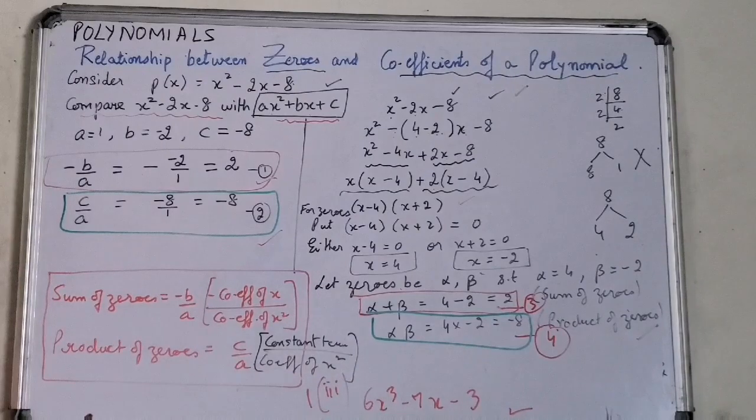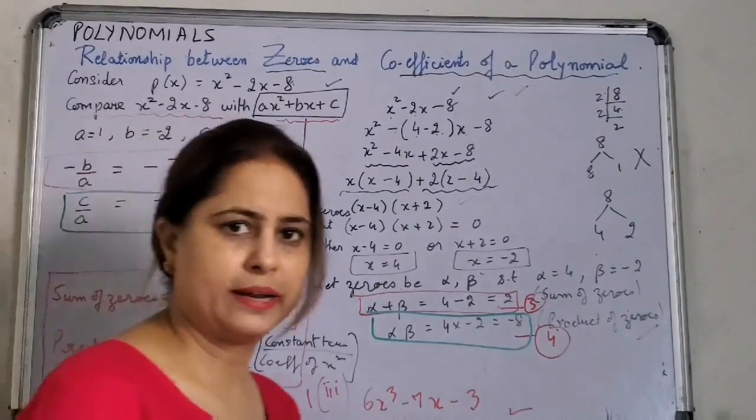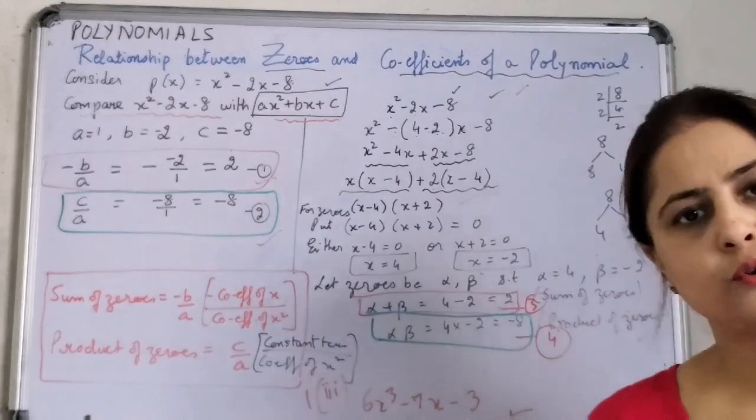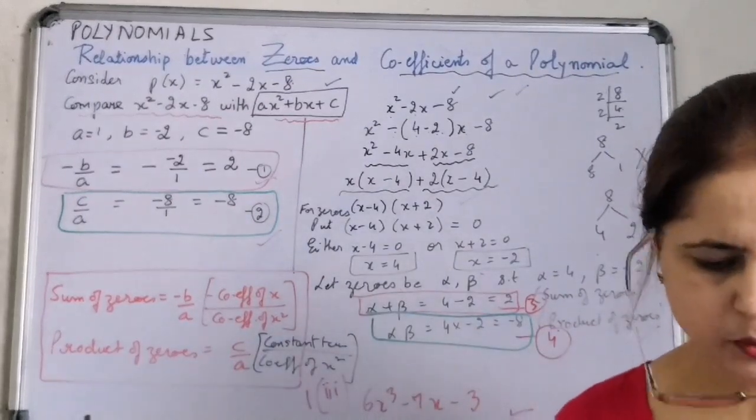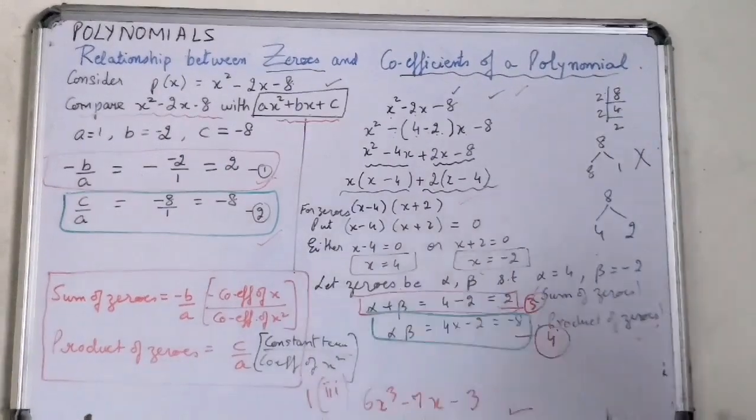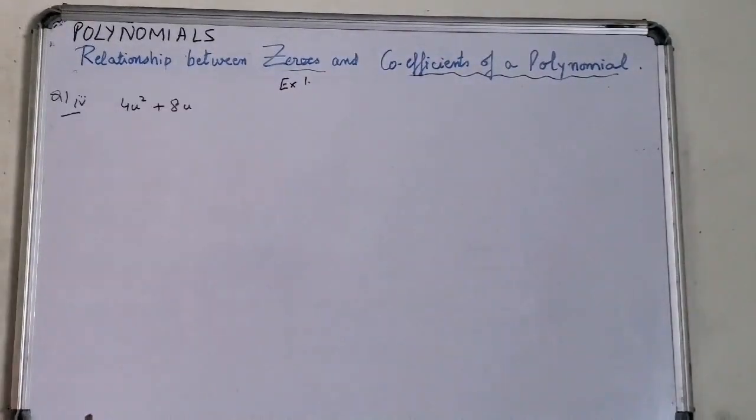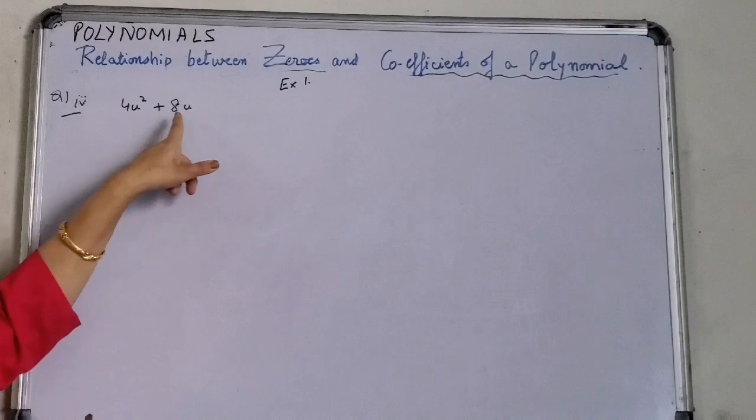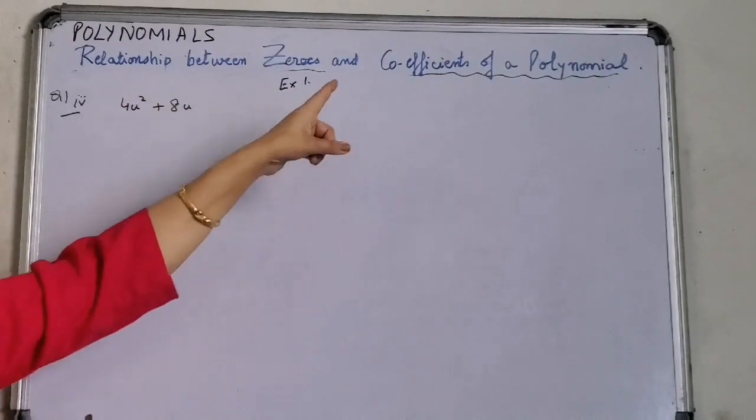The more you do it, the more you will get it. And now I'll take up another type of question of this. Most probably I am going to take up the fourth part of the first question. By the time, note this down. In this question number 1 part 4, we have a polynomial 4u square plus 8u, and we have to find the relationship between the zeros and the coefficients of this polynomial.